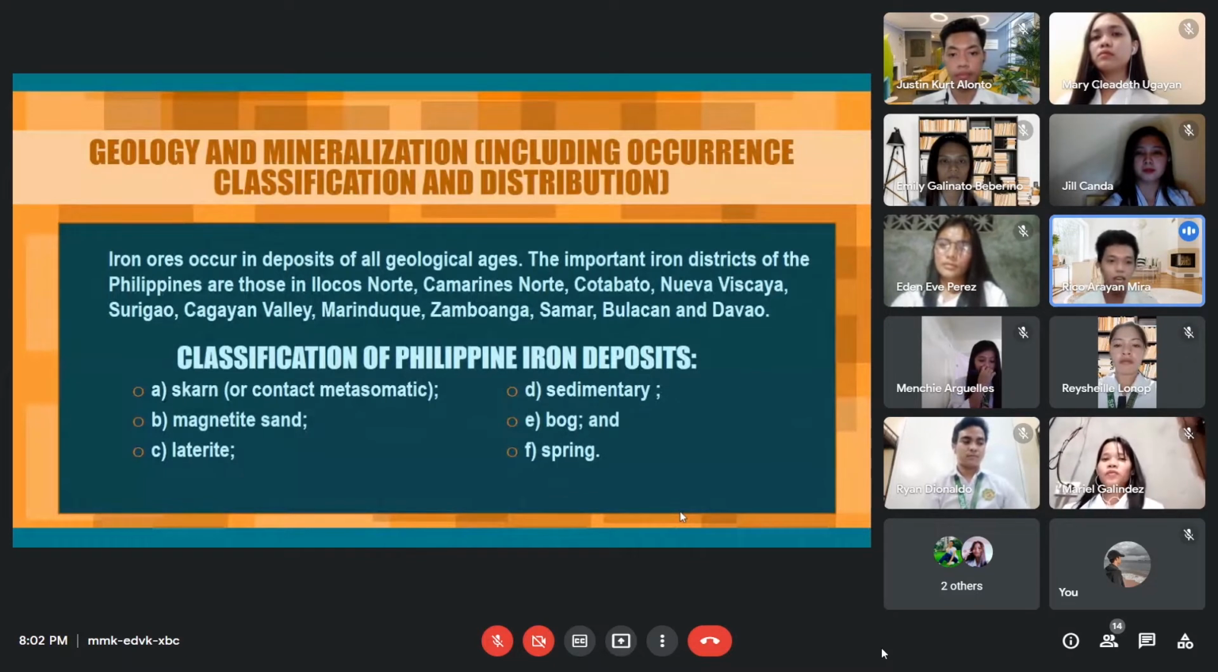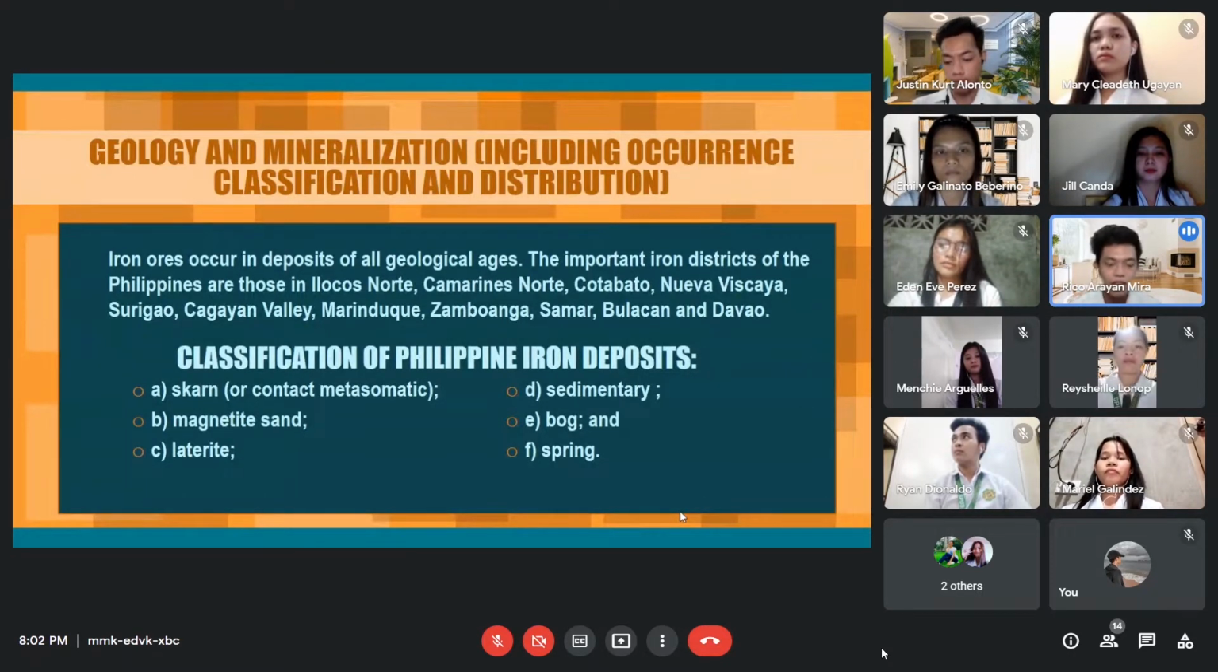Now, the classification of Philippine iron deposits are the following: skarn, magnetite sand, laterite, sedimentary, bog, and spring. This classification of Philippine iron deposits will be further explained to each and every one of us by my group mates.